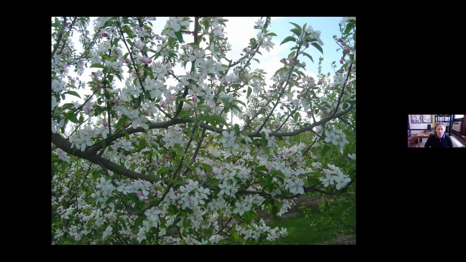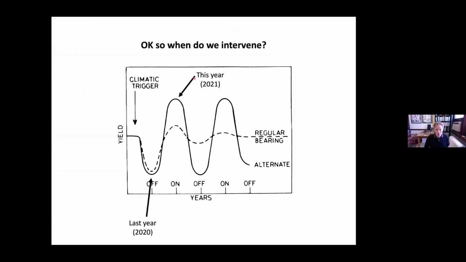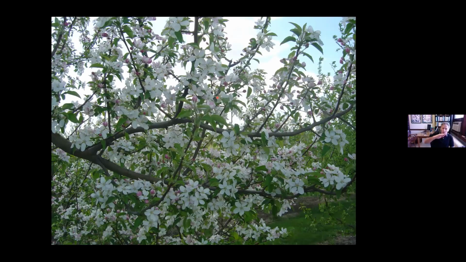So this is what I would expect many folks to see this spring. Here's a tree and it's just covered in flowers. Just about every bud is flowering. And so we have the potential to set a huge crop of fruit. And if we set a huge crop of fruit, next year we're probably going to be low and then high and low and perpetuate this pattern. And that's not what we want. We want this even pattern, to even it out from year to year.